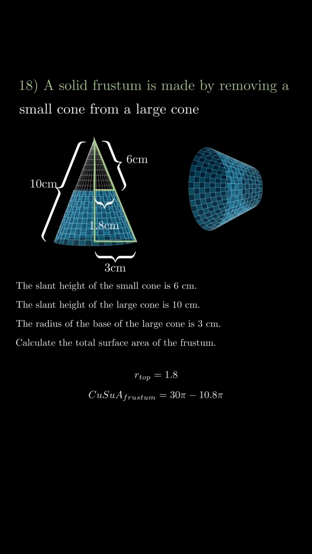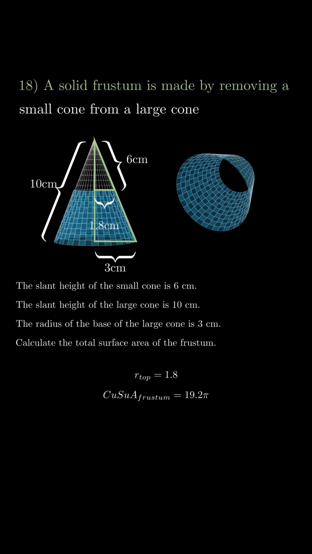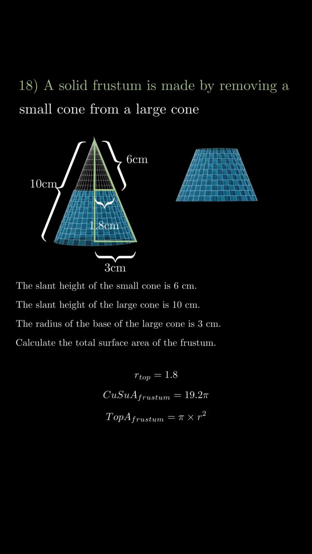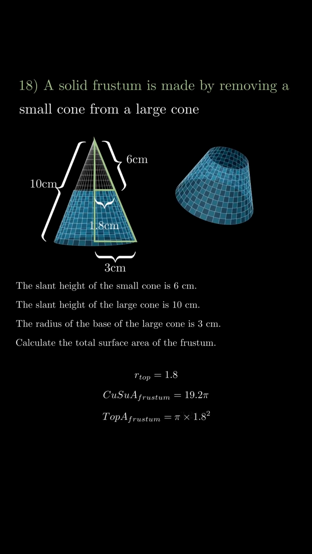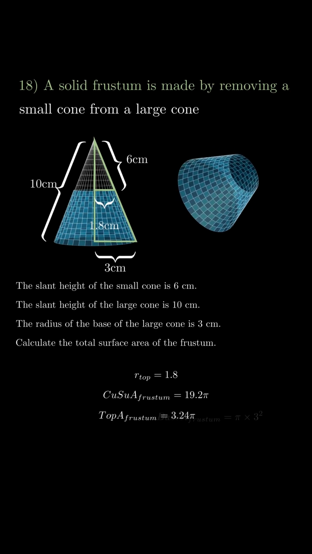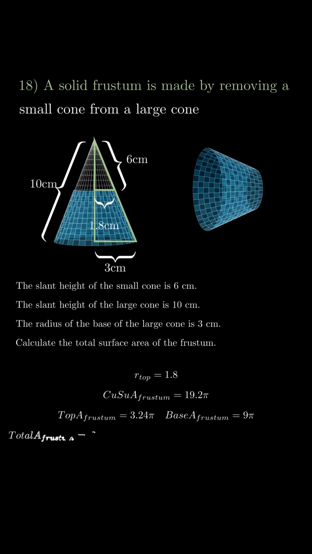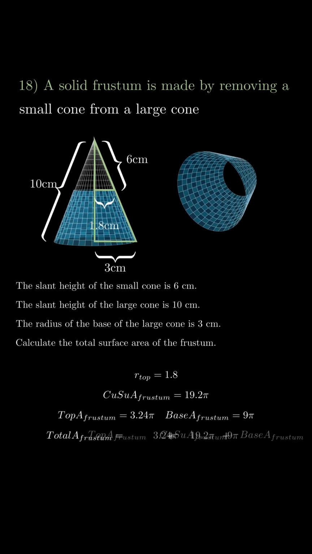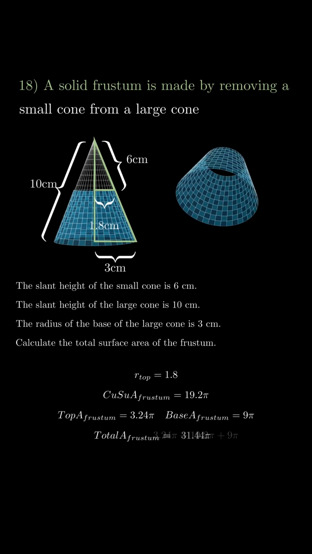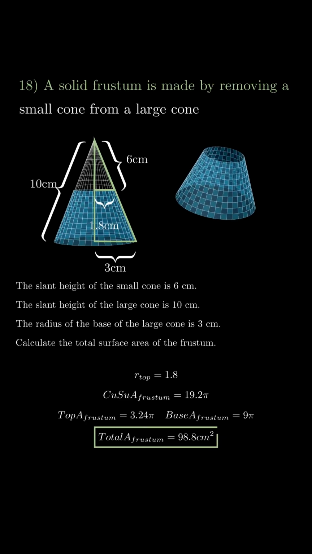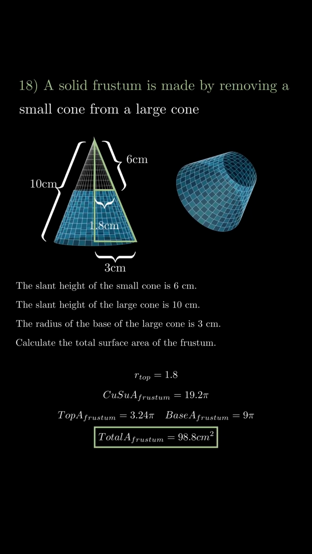Now we need the top and base surface areas, which are just 2 circles of radius 3 and 1.8. The top area is 3.24 pi and the base area is 9 pi. Now that we have all the areas, we can add them up and we get 31.44 pi. Lastly, to 3 significant figures, the total surface area of the frustum is 98.8.